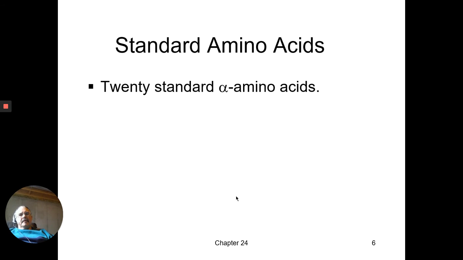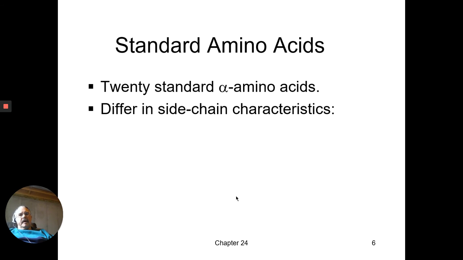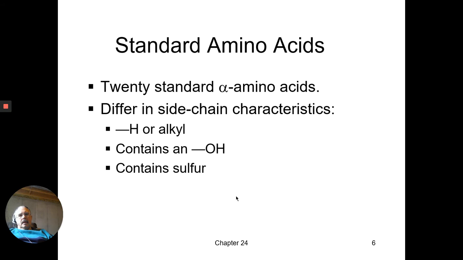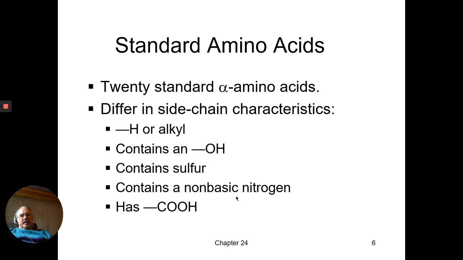Okay, there are 20 standard or common alpha amino acids, and they differ in side chain characteristics. Some of them are nonpolar. They have a hydrogen or an alkyl group. Okay, some of them contain OH. There are some that contain sulfur. There's one that's a thiol, and then there's one that's a sulfide or thioether. Some of them contain a non-basic nitrogen. Some of them have a carboxylic acid group on the side chain, and some have a basic nitrogen.